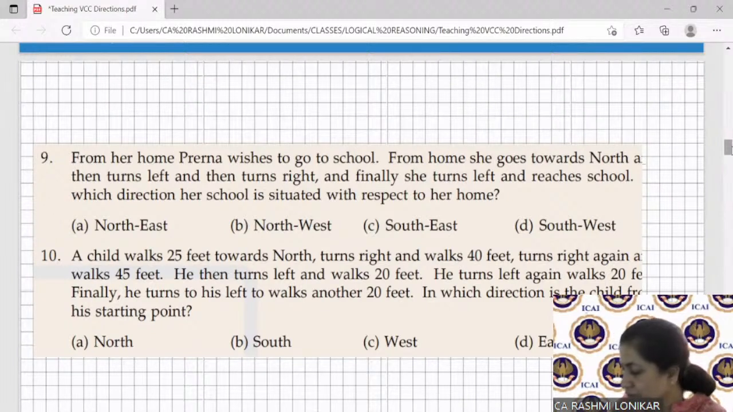Yeah. Good, Bhumika. Good. Yes, Chandan. Chandan also got it correct.